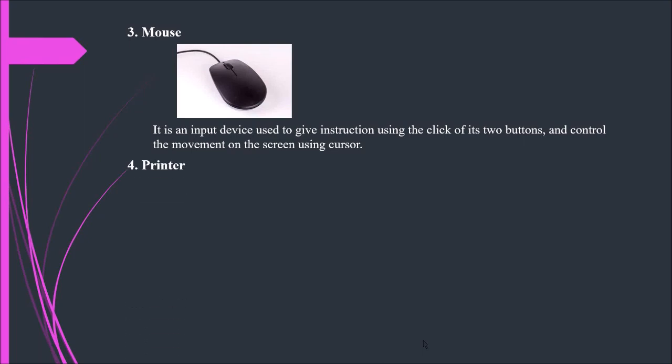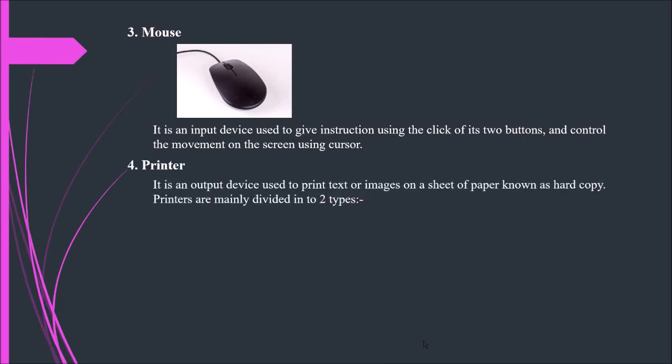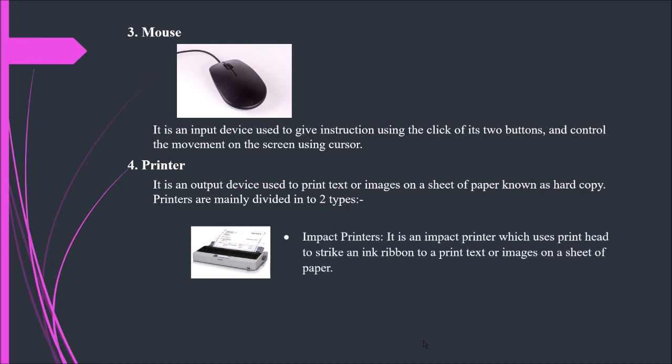The fourth component is known as printer. A printer is an output device used to print text or images on a sheet of paper. These papers are known as hard copy. Printers are mainly of two types. They are, first one, impact printers. Second one, non-impact printers.